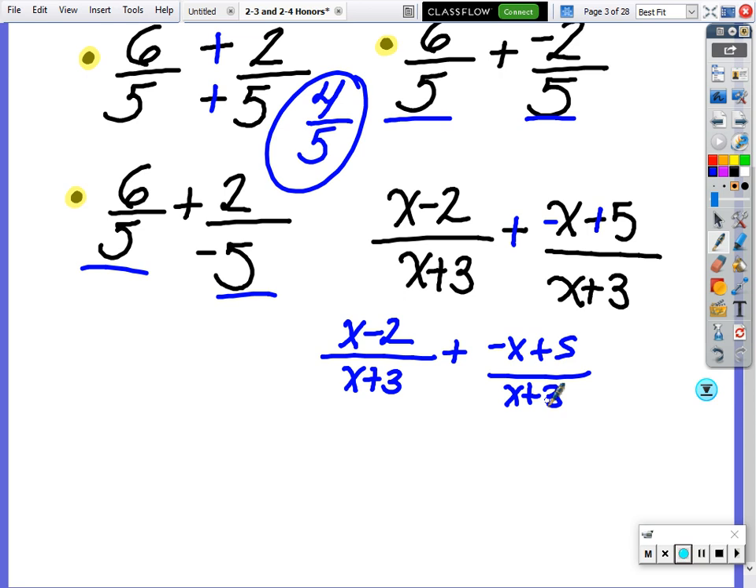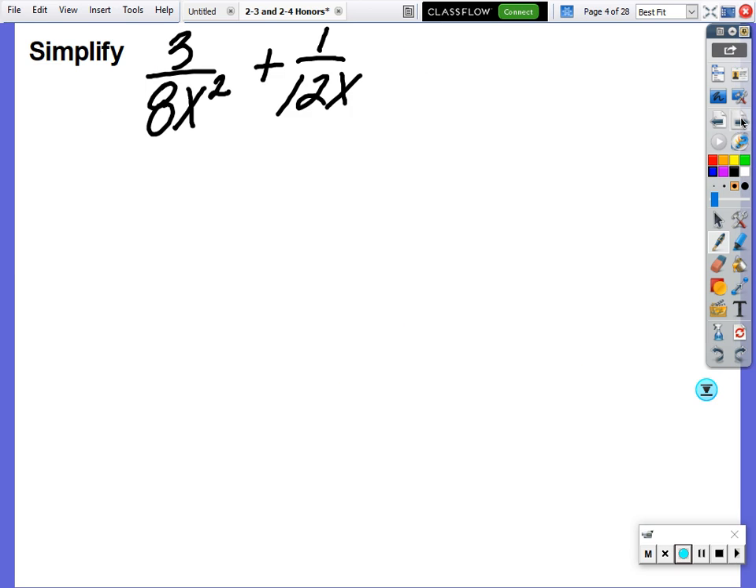Is everybody good with that? Okay, I'm not going to continue this one. I'm just going to do up to my next example. I just wanted to show you how to distribute the negative.